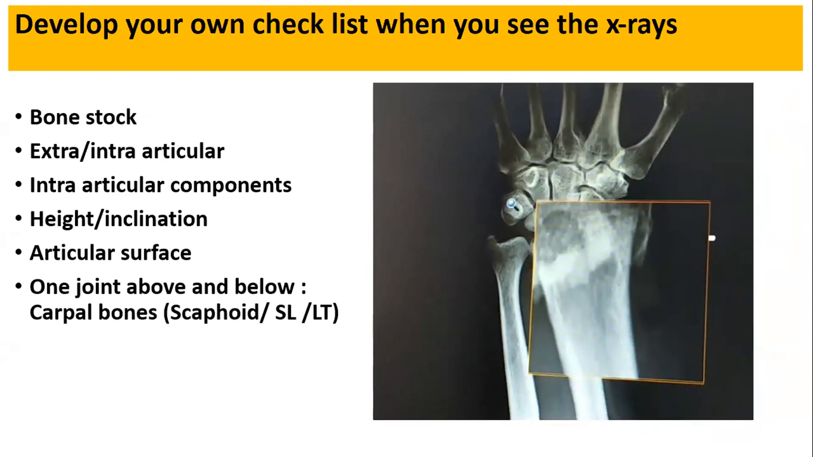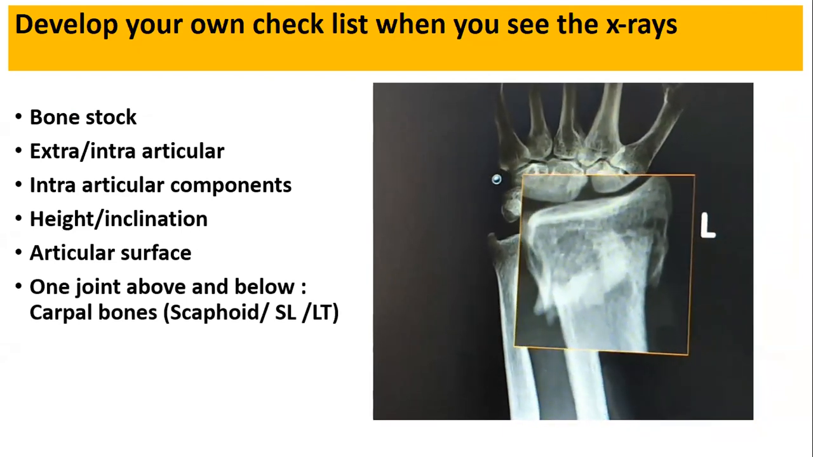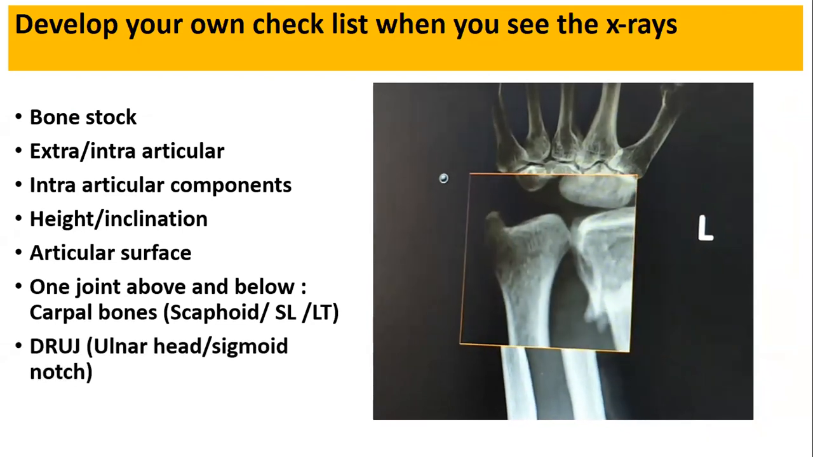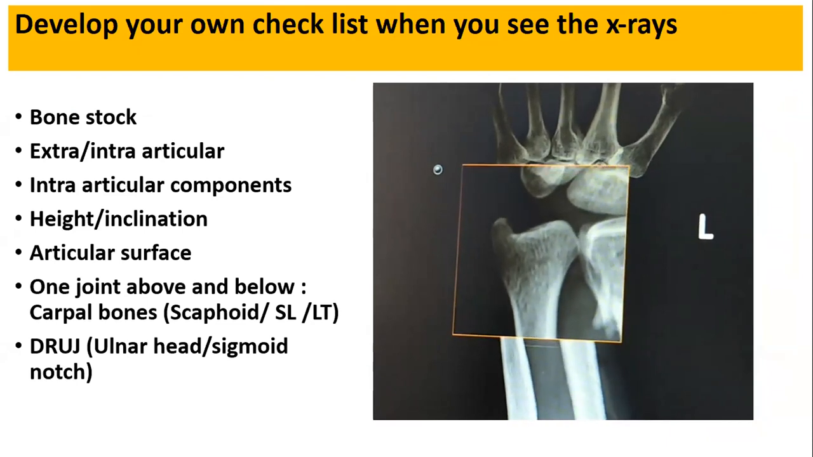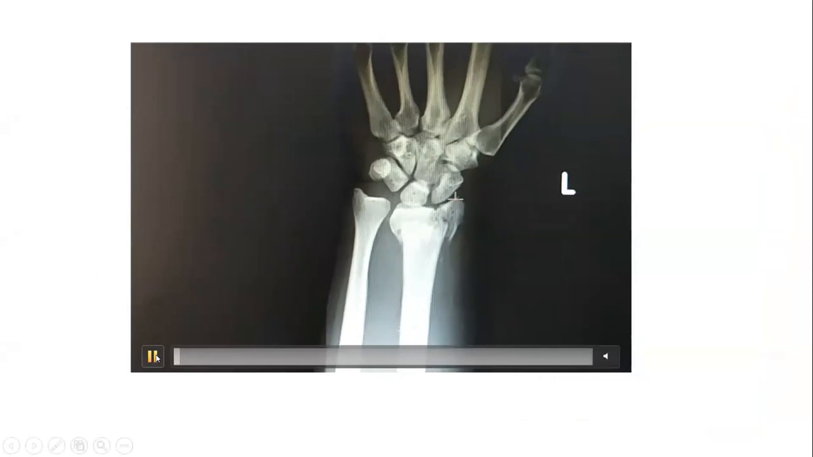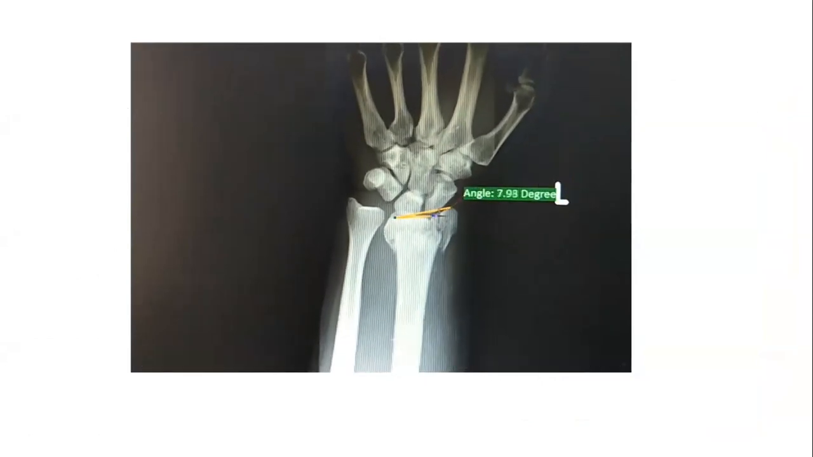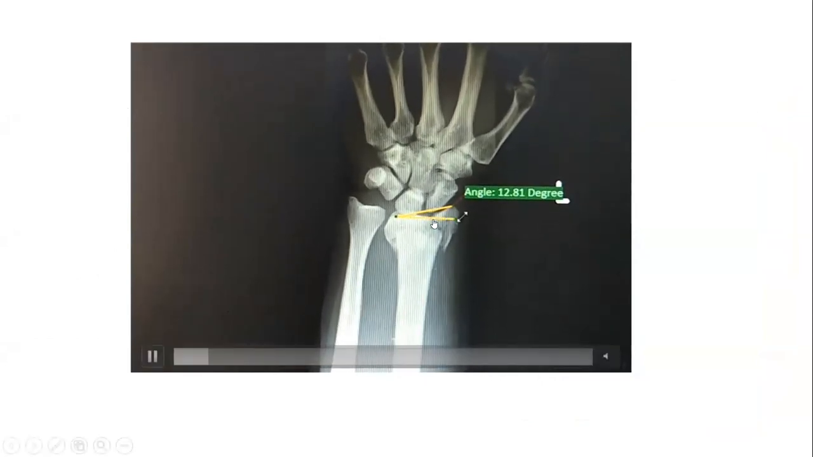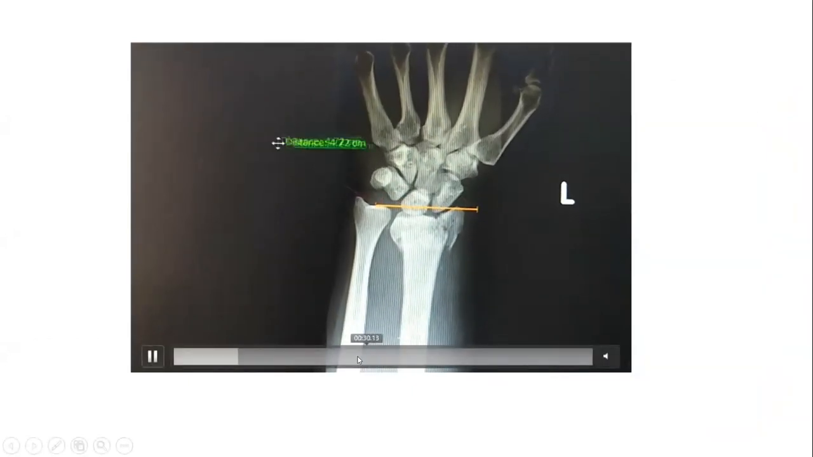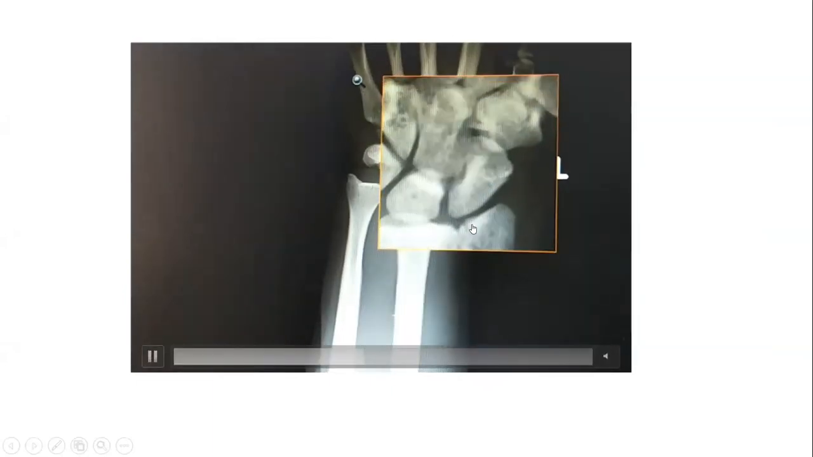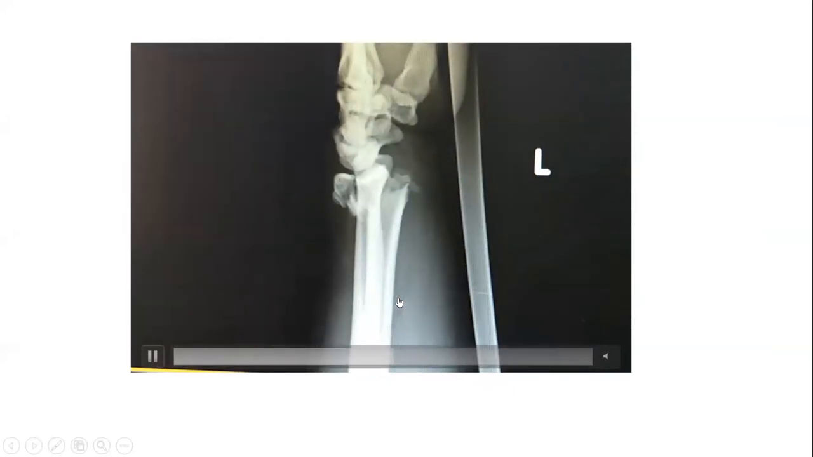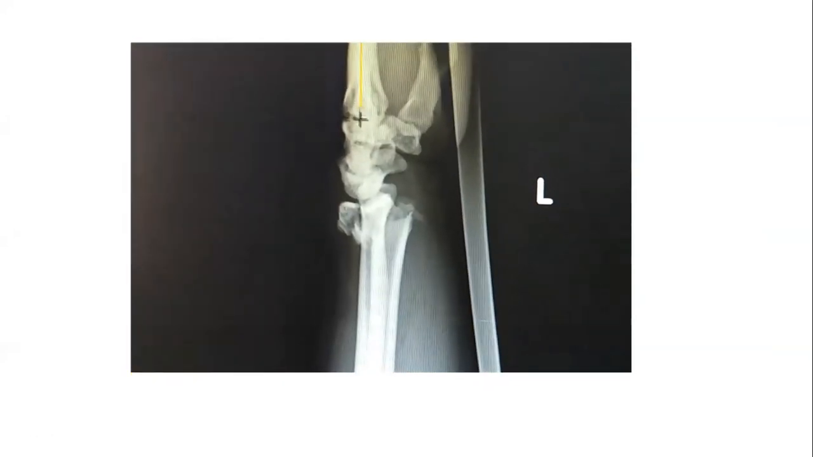As I said, one joint above, which is the radiocarpal joint, scaphoid, scapholunate and ulna to triquetral intervals, the DRUJ, especially the ulna head, the sigmoid notch, what's happened to the ulna styloid. All these have to be taken care of, or at least made a note of in your notes as to what are the characteristics there. Intra-articular fractures, especially if there's a step or a gap there, it's very important. Which are the components probably seen on the X-ray, at least on the initial look, and what's happening to the neighboring joints. So this is very, very important as to what has happened to the X-ray itself.